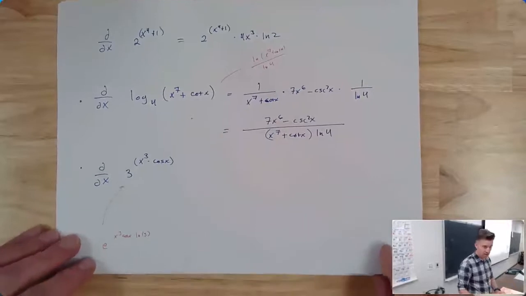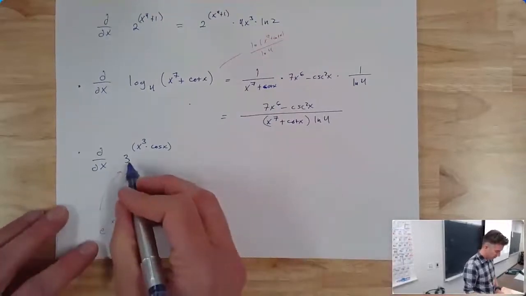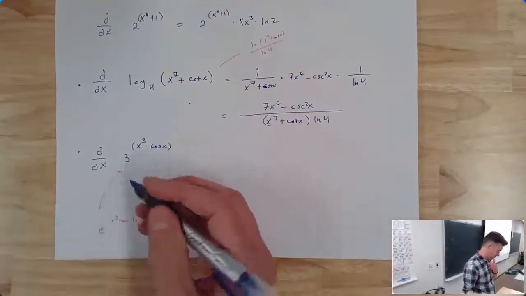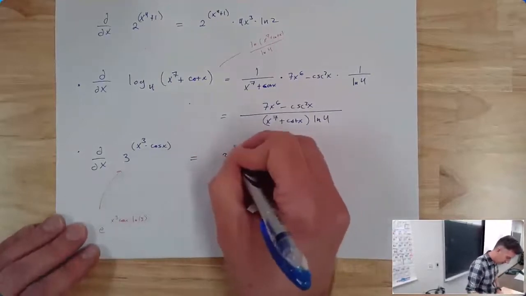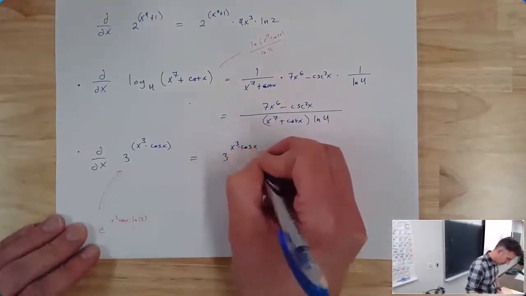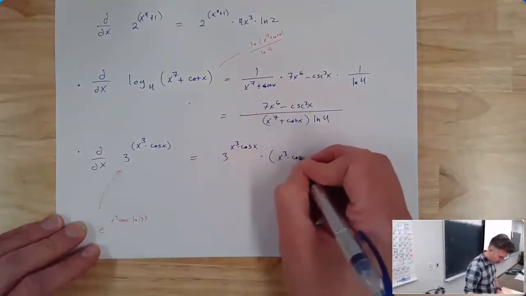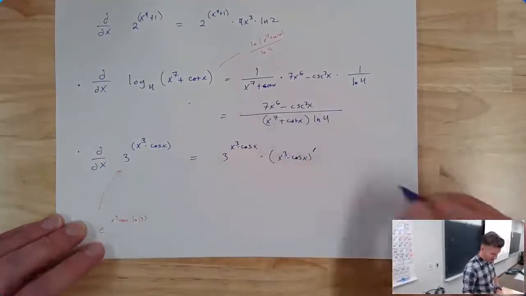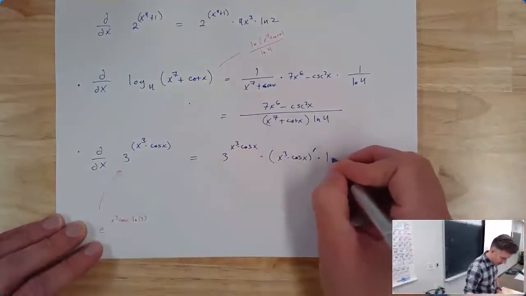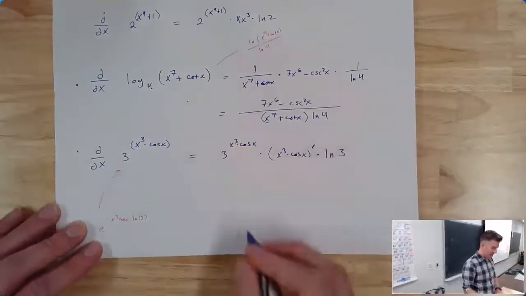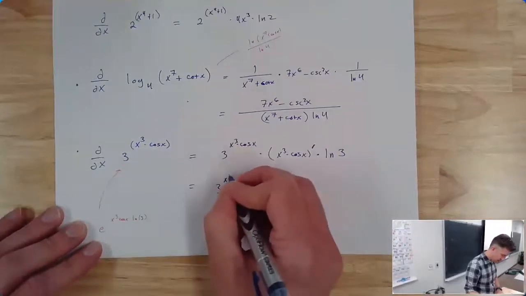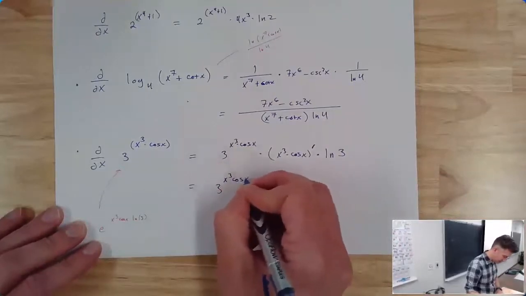Same deal down here, or similar deal down here. The derivative of 3 to the stuff, or e to the stuff, is 3 to the stuff times the derivative of the stuff. I'm gonna have to use a product rule. I'm gonna come back for that. I mean, you could probably handle it, but I'm gonna come back for it. And then I need to multiply by the natural log of my base. And then I need to do one more thing because I actually have to do the product rule there. I can't just leave it like that.